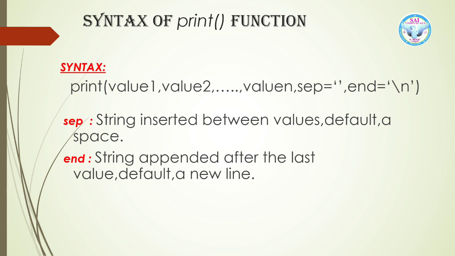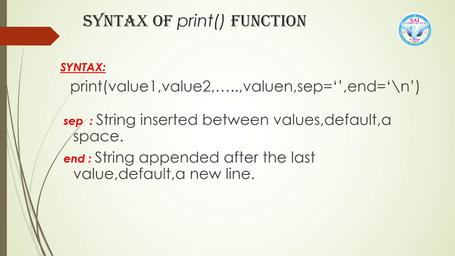Next, end is equal to backslash n. What is the meaning of backslash n? It's a new line character. If you give end is equal to backslash n, what happens? For each and every print statement, it will take a new line. So for the next print statement, whatever values you give, it will print in the next line. End means the string appended after the last value.